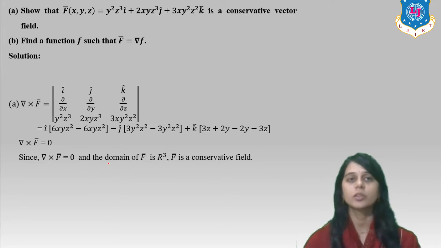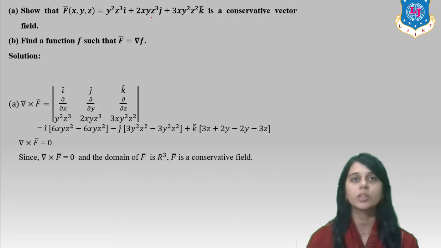Show the vector field f bar equal to y square z cube i caret plus 2xy z cube j caret plus 3xy square z square k caret is a conservative vector field, and find the function f such that f bar is nabla f. So for the conservative field, we have to prove that the curl of f equal to 0.